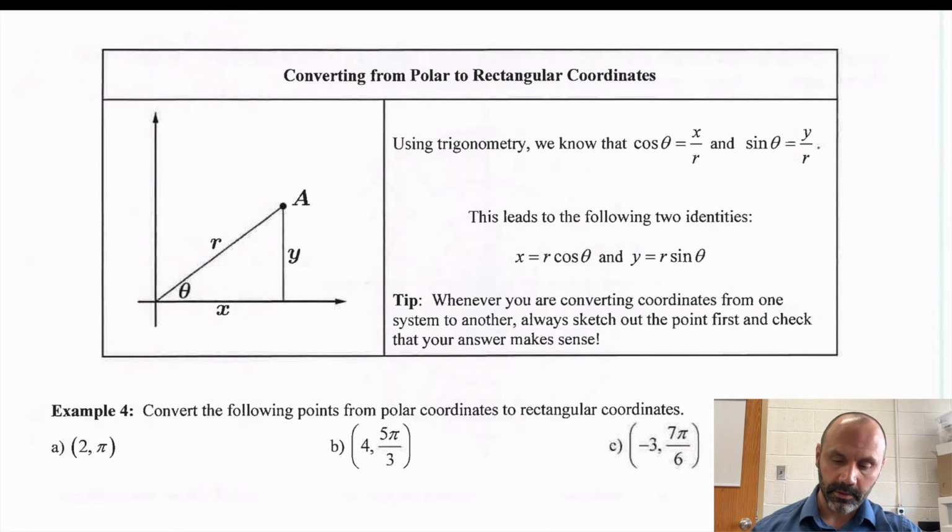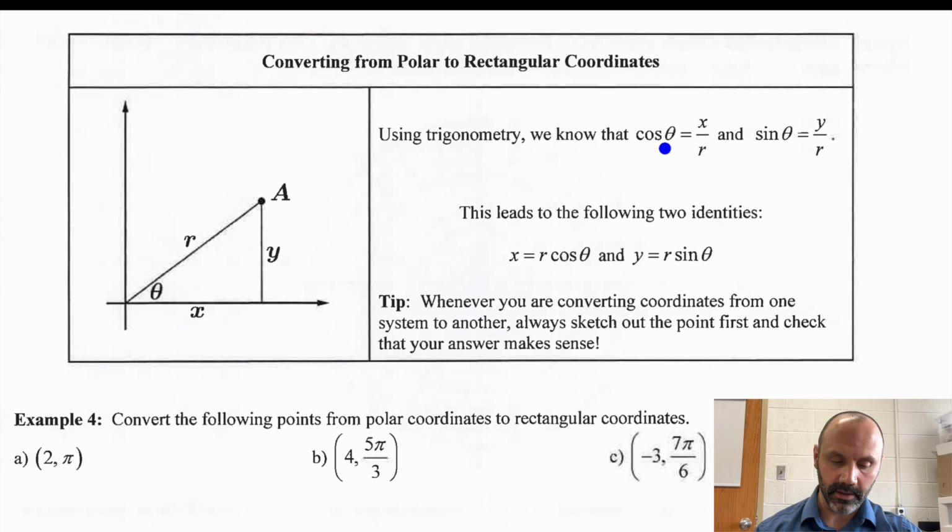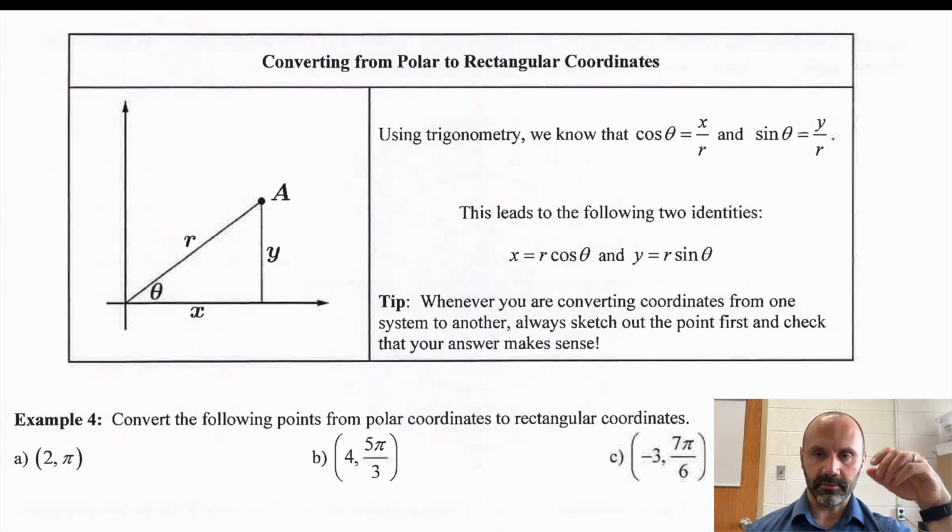So let's take a look. Using trigonometry, we know that cosine of theta is x over r, and sine is y over r, right? Opposite over hypotenuse. And then we end up with these two identities, that x equals r cosine theta and y equals r sine theta. If you're in a physics class, you've probably seen this, right? Or like an honors, a higher level physics class, where we're constantly finding x components and y components, splitting all that stuff up.